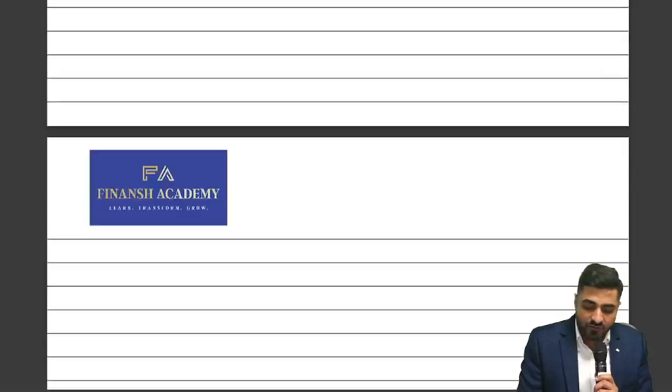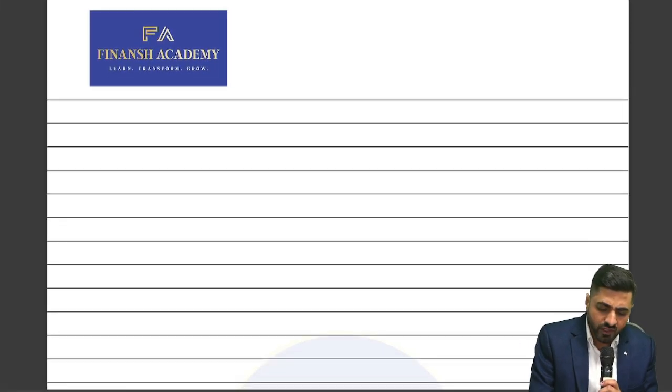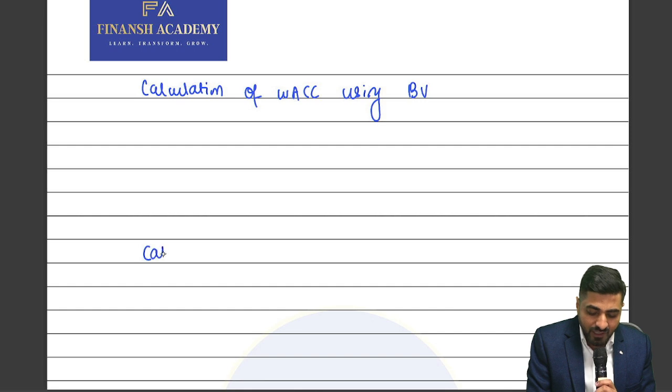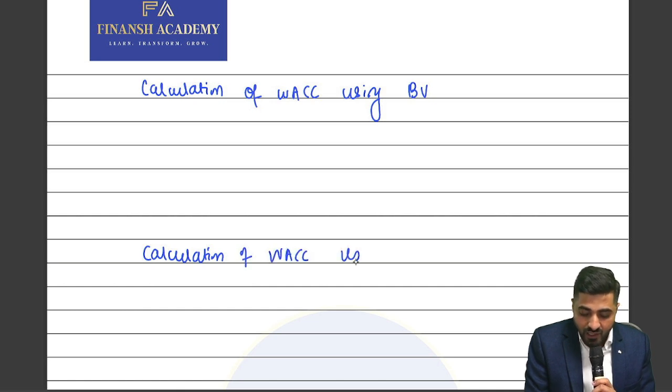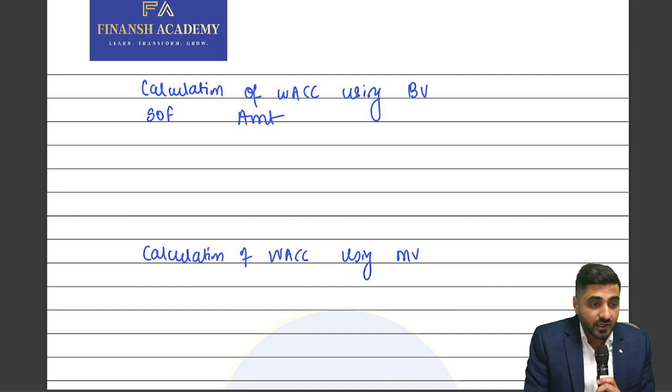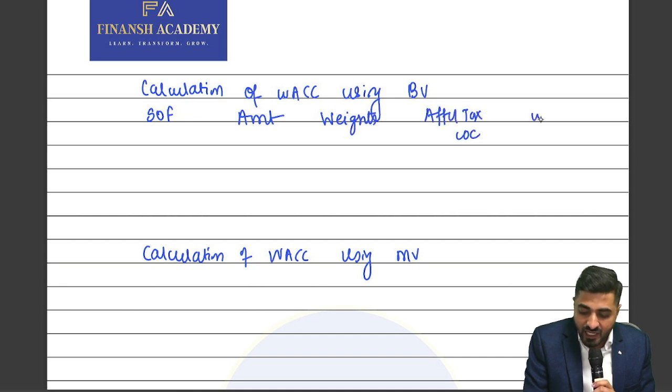The first step always is to prepare a table. Now first, I will write down calculation of WACC using book value weights. And then I will again prepare a table in which I will write down calculation of WACC using market value weights. Just understand the solution. First I will write down my sources of funds. Then I will write down my amount. Then my weights. Then I will multiply that by my after tax cost of capital and ultimately I will get my weighted average.